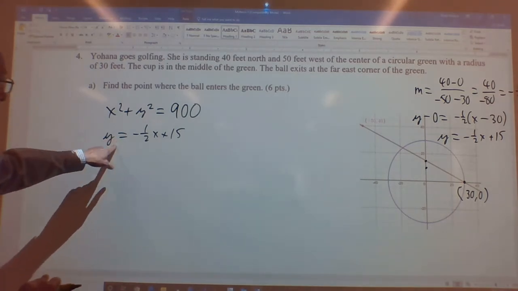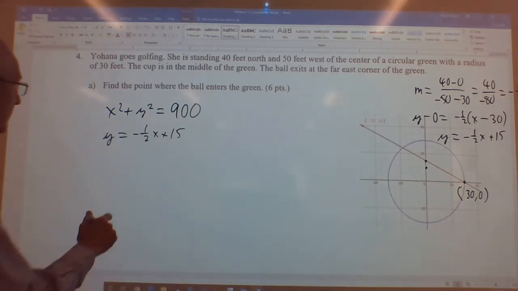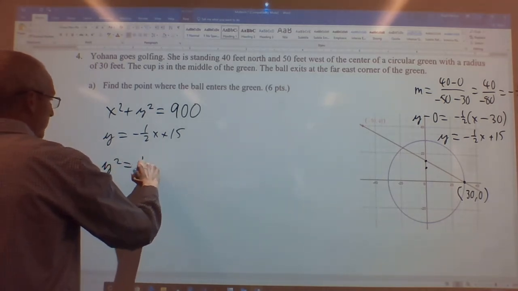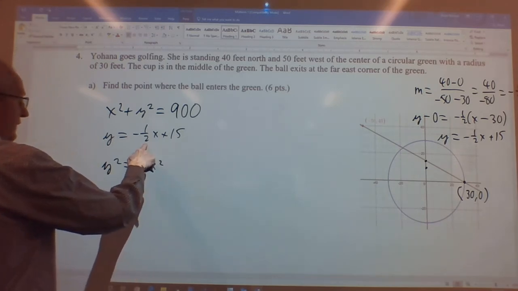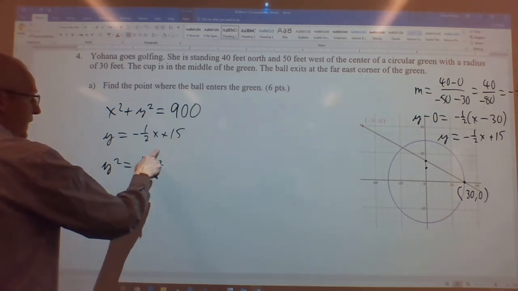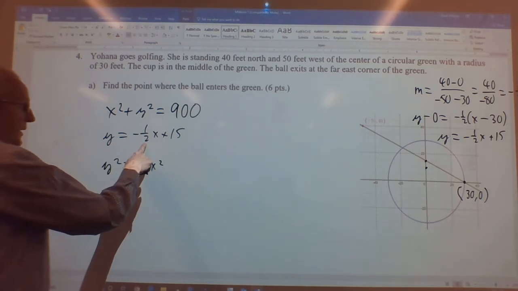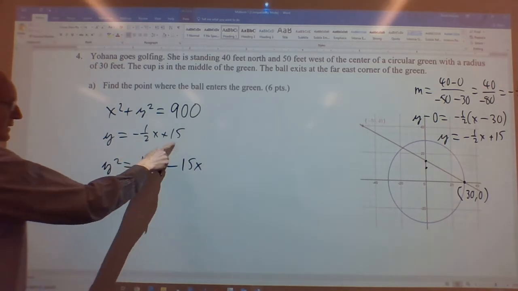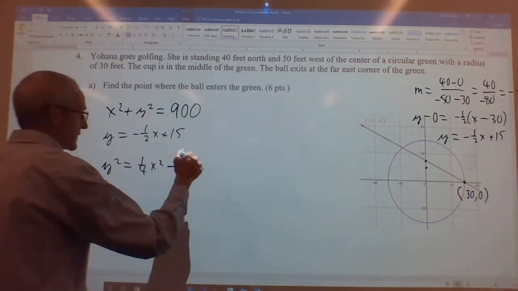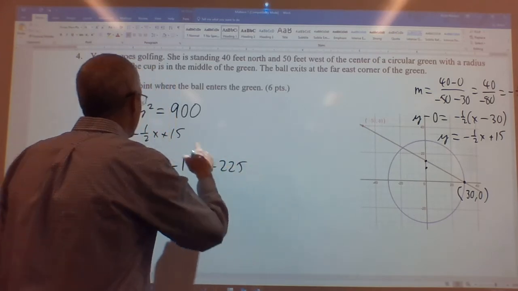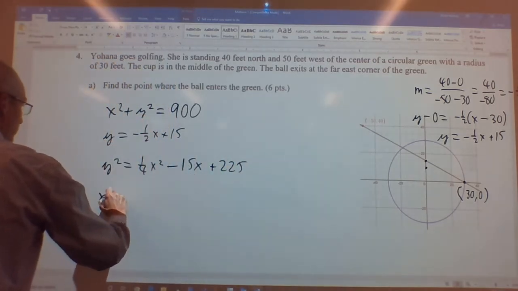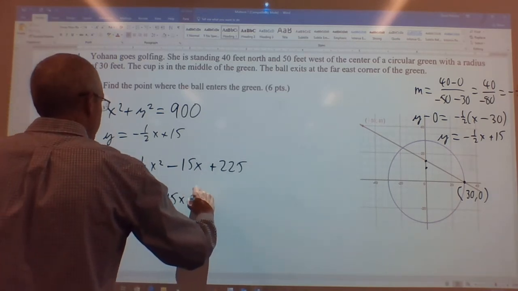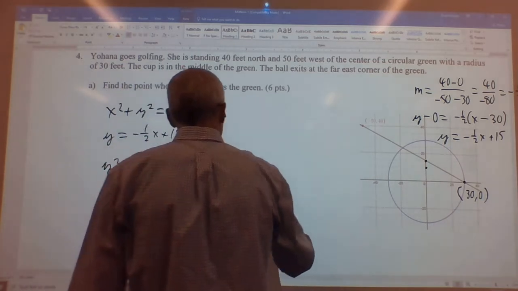So we square this, plug it into here, and then do our math. If we square this, we have y squared is equal to 1/4 x squared, right? 1/2 times 1/2 is 1/4. Then 2 times those multiplied together; the 2 gets rid of the 1/2. So it's just minus 15x. It's minus because this is negative. And then plus this one squared, which is 225. Plug that into here. So x squared plus 1/4 x squared minus 15x plus 225 equals 900.